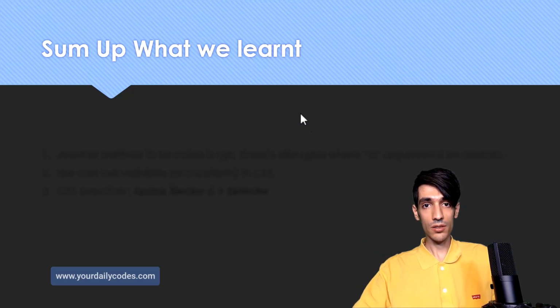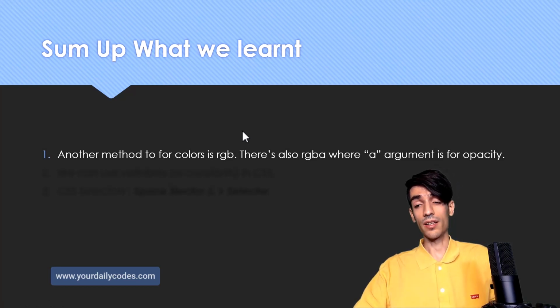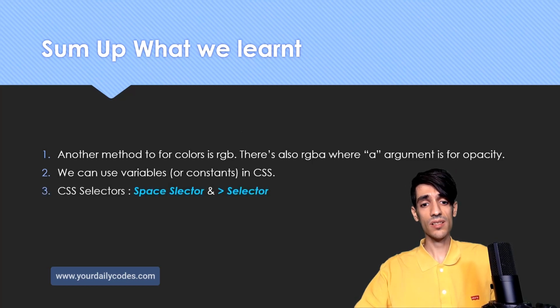So let's very fast sum up what we learned. The first thing was the RGB method, which is very similar to hex code. And the thing about opacity that we said, don't forget that. And we saw how we can use variables or maybe constants in CSS, and we will see these differences even more.